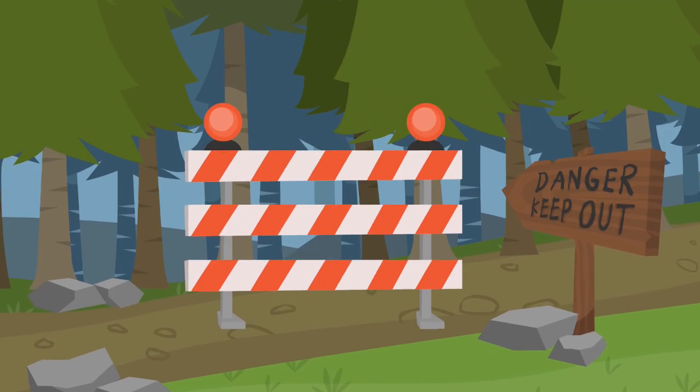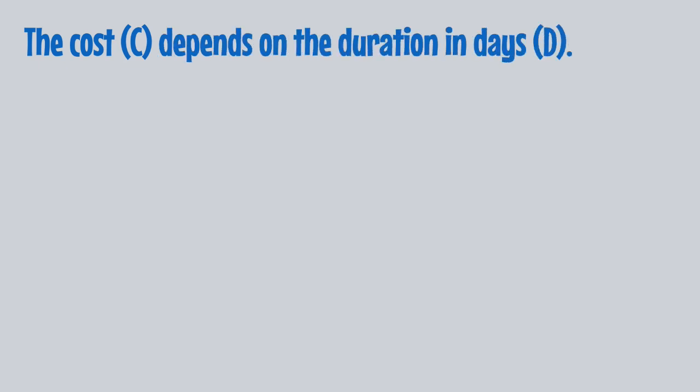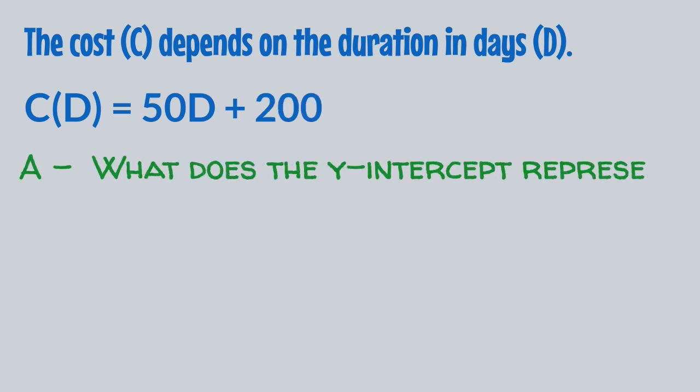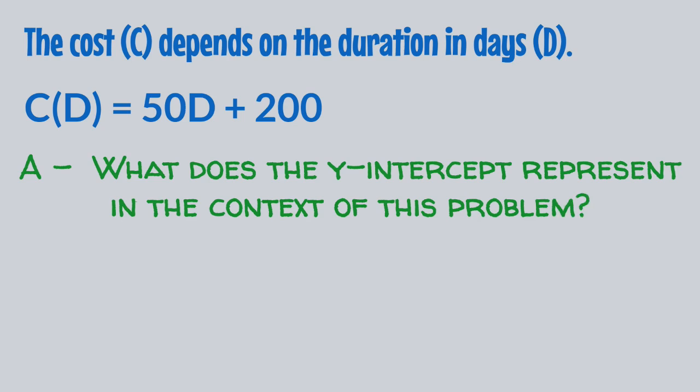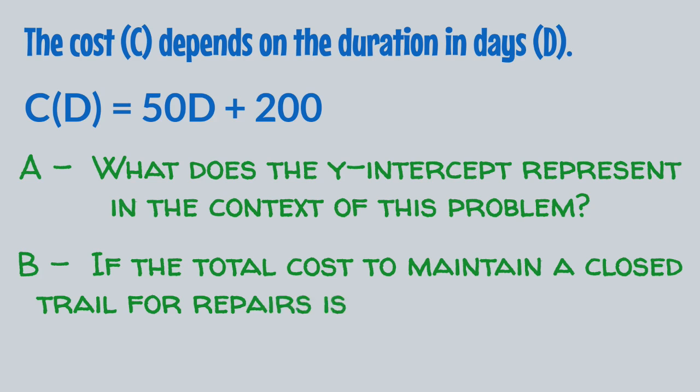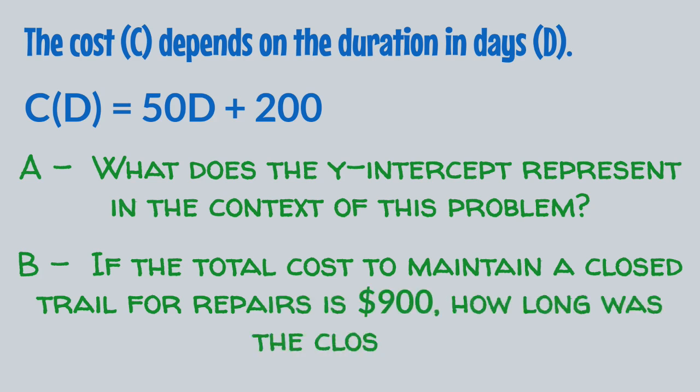The cost of maintaining a closed trail for repairs depends on the duration of the closure in days. Bryce said the historical data suggests a linear relationship modeled by the function C of D equals 50 times D plus 200. What does the y-intercept represent in the context of this problem? If the total cost to maintain a closed trail for repairs is $900, how long was the closure?